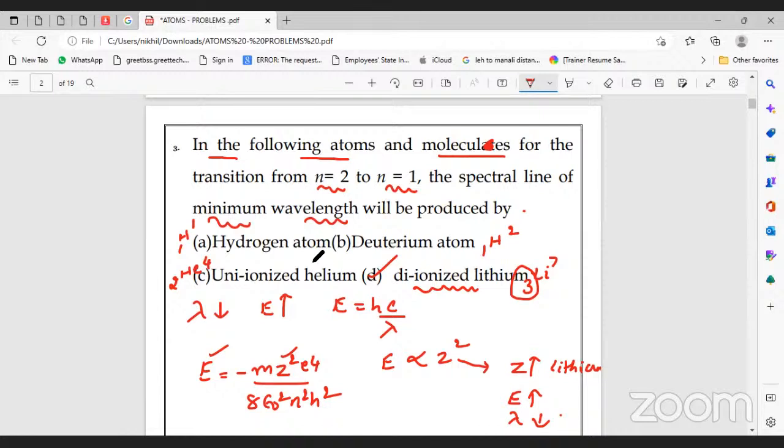The only logic behind this is you have to know this. Energy is directly proportional to Z squared, but energy is inversely proportional to wavelength. So based on this, to get minimum wavelength, the value of Z must be more. In which case will you get more Z value? That is diionized lithium. Therefore, which will be the right option? Option D.